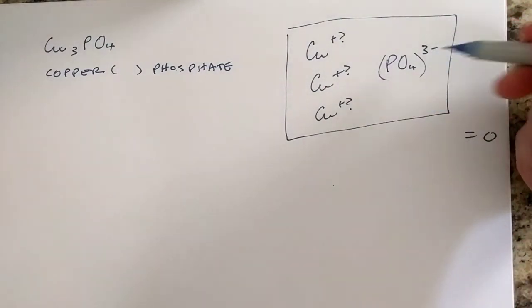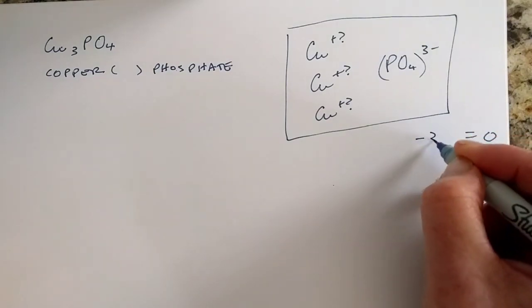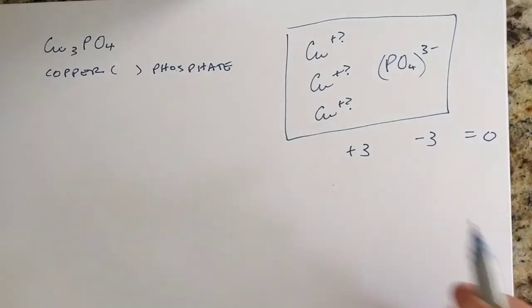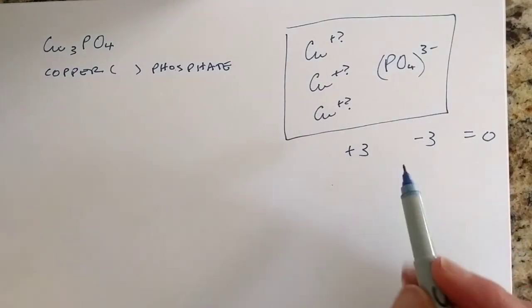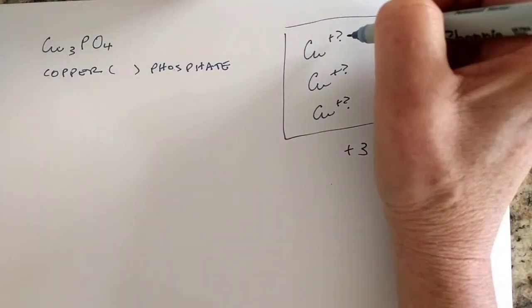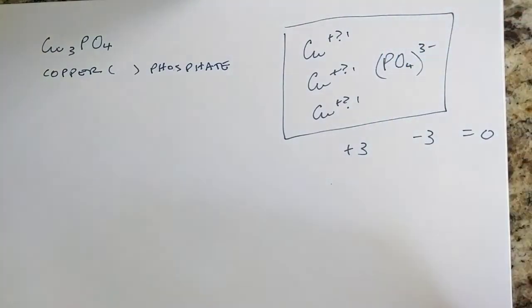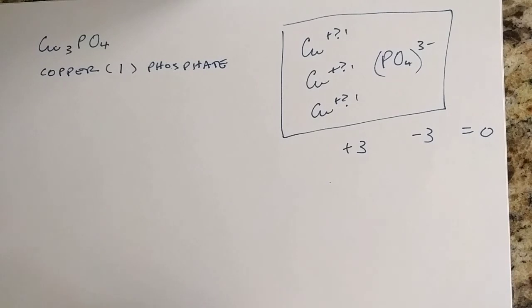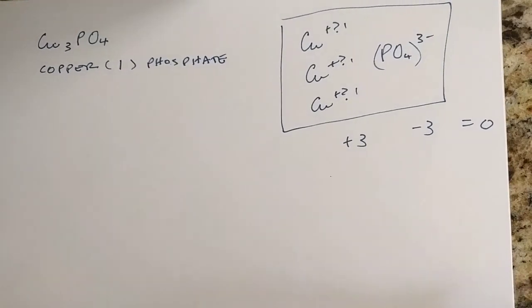We only have one negative ion. It's got a 3 minus charge, so that's minus 3. So that means that our positive charges have to add up to plus 3. There's 3 of them, so each has to be a plus 1. So our formula is copper Roman numeral 1 phosphate.